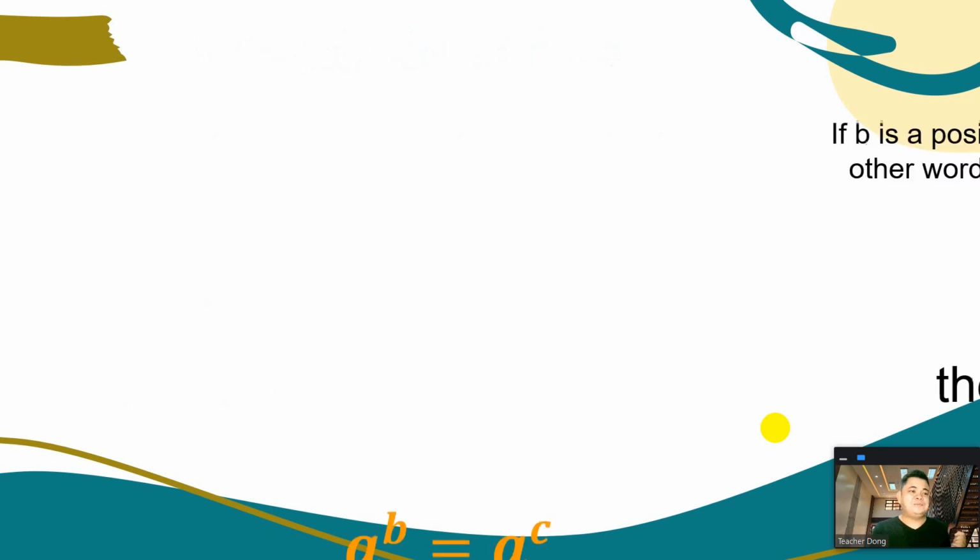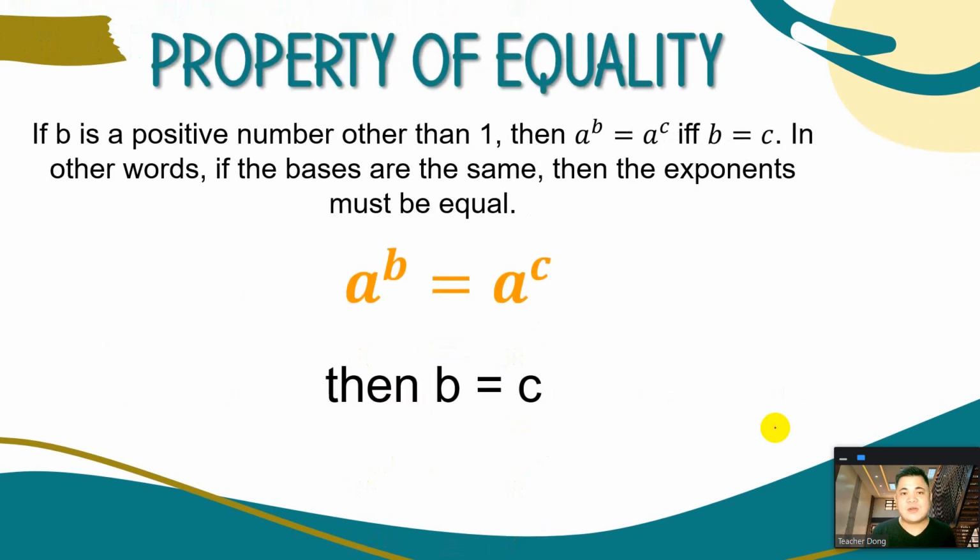All right. Next, let's talk about the property of equality. In this case, we're able to solve exponential equations and inequalities. So if b is a positive number other than 1, then if b^m equals b^n, then m equals n. As you can see, if the bases are similar, you can just simply equate the exponents. So that's what we mean by the property of equality for exponential equations.